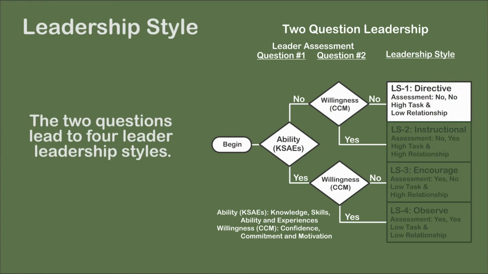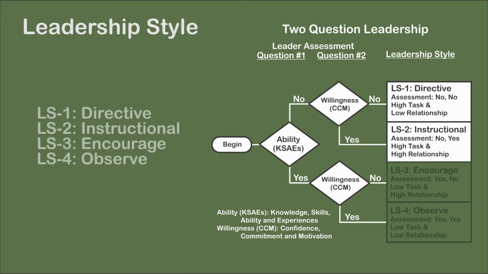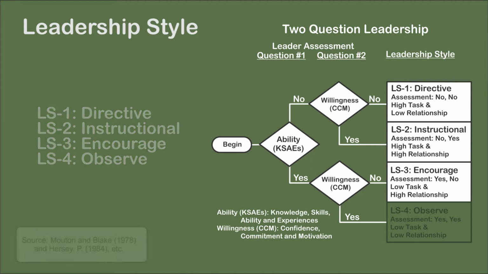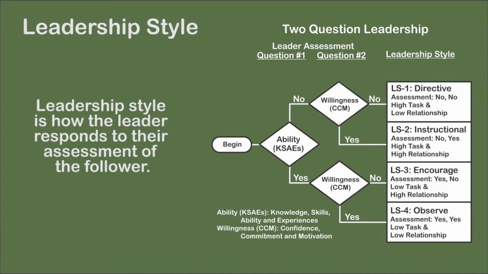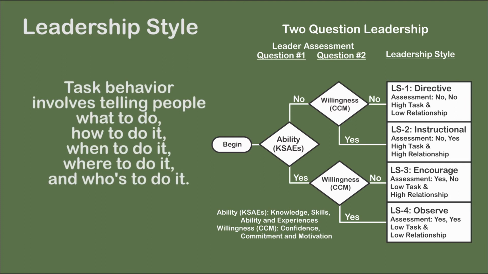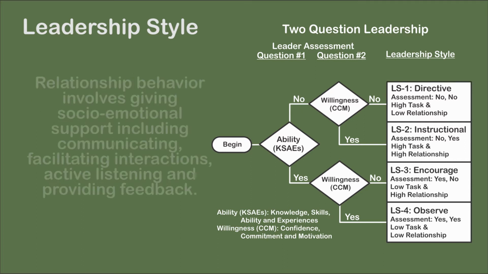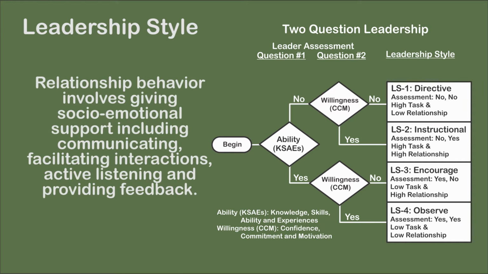The leadership style used should match the follower's needs. The leader's assessment of the two questions results in 4 possible outcomes, which in turn suggest 4 leadership styles. Based on the literature, the leadership style relates task and relationship behavior. Task behavior involves telling people what to do, how to do it, when to do it, where to do it, and who's to do it. Relationship behavior involves giving socio-emotional support, including communicating, facilitating interactions, active listening, and providing feedback.